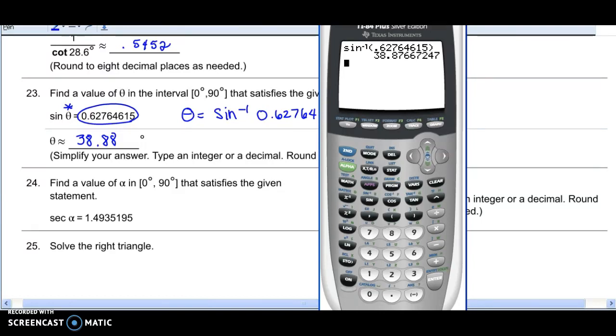This problem says to round to the nearest sixth decimal. I'm not doing that. I'm just saying it's 38.88.